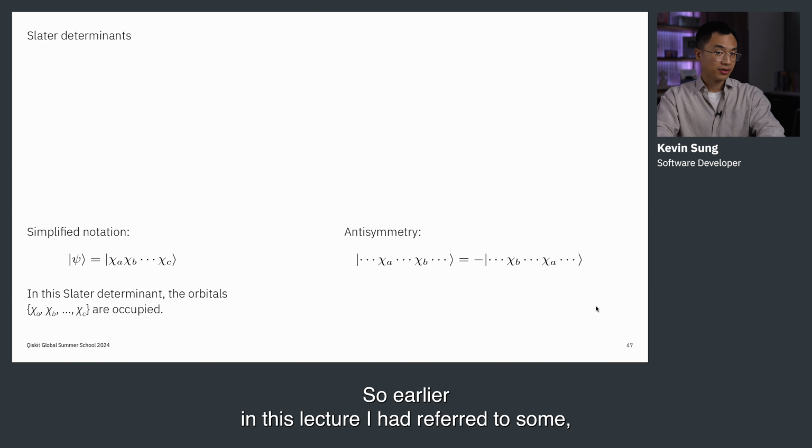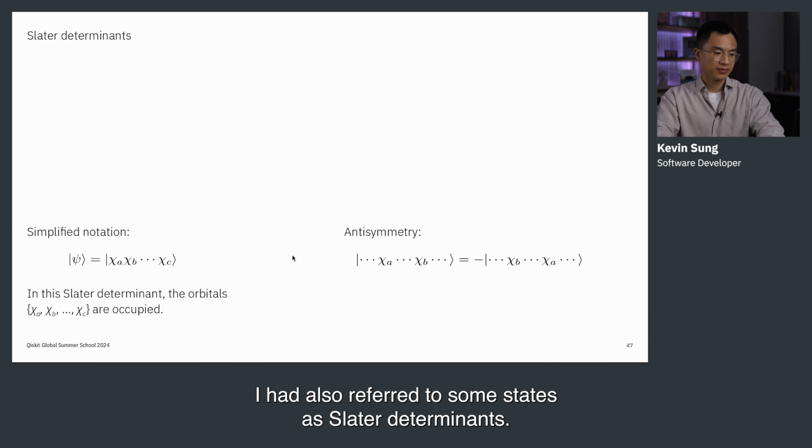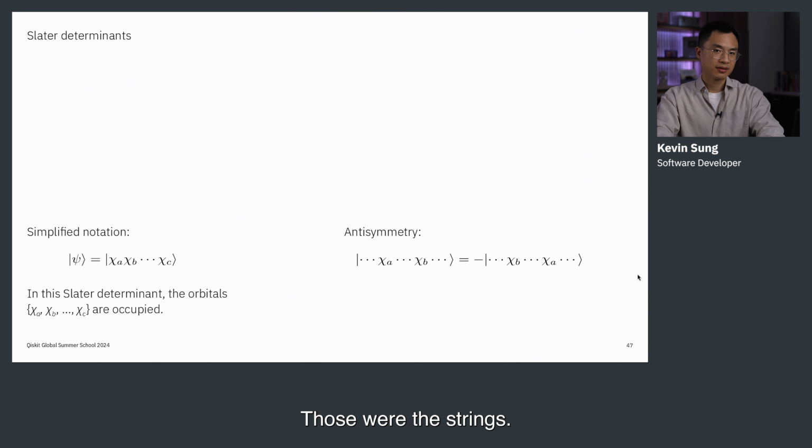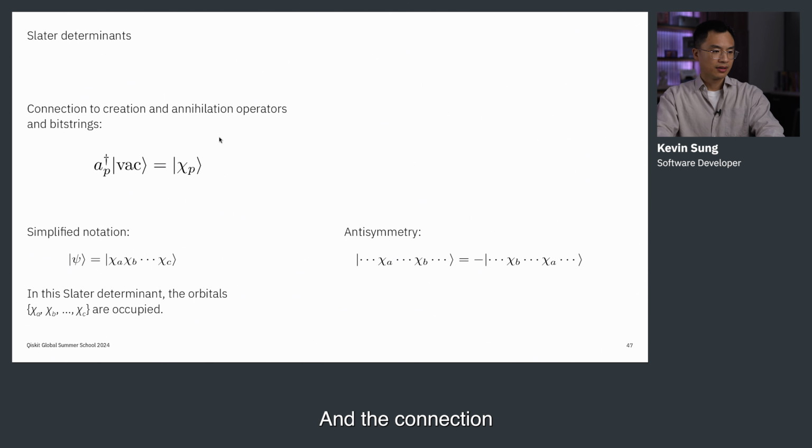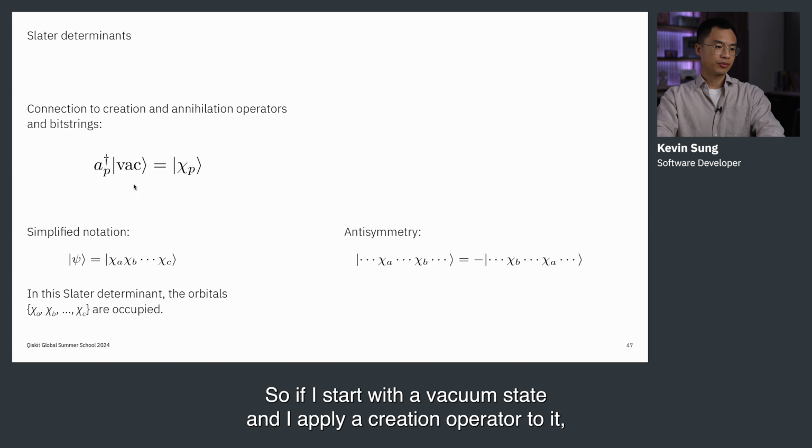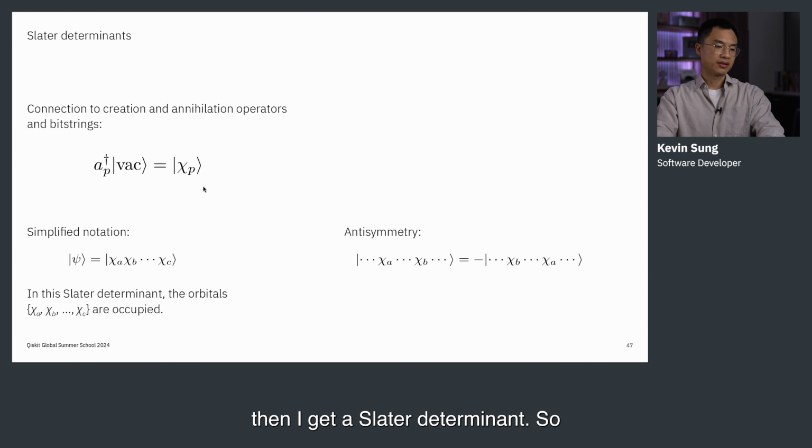So earlier in this lecture, I had also referred to some states as Slater determinants. Those were the bit string states that we constructed by applying creation operators to the vacuum state. So those are indeed the same states, and the connection is given by this expression here. If I start with a vacuum state and I apply a creation operator to it, then I get a Slater determinant. So here I'm creating an electron in mode P, and the result is the Slater determinant with mode P occupied.